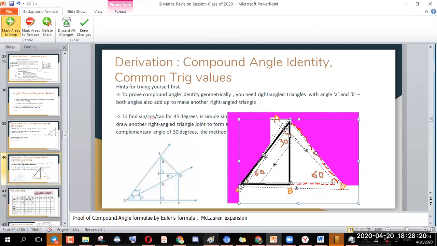Okay, so you have to cover some identities next, right? Like compound angle identities.